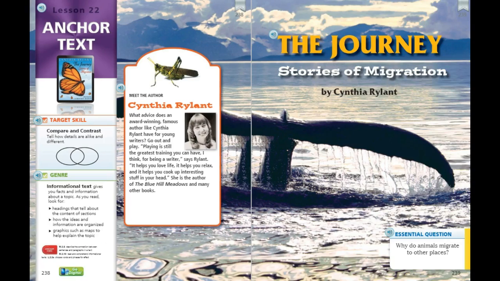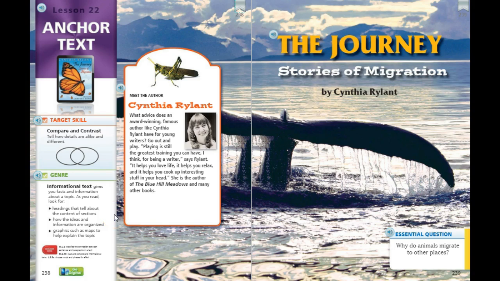All right, turn the page. Here is our anchor text, The Journey, Stories of Migration. There again is your target skill, comparing and contrasting using a Venn diagram, how the details are alike and different. Remember, alike go in the very middle where our circles connect to each other, and then the different things go in the separate part of the circle.